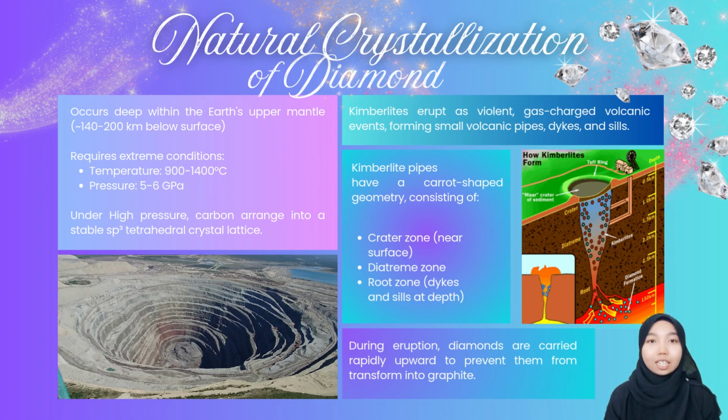These are violent gas-charged volcanic events that form small volcanic pipes, dikes, and sills. Kimberlite pipes usually have a carrot-shaped structure and consist of three main zones: the crater zone near the surface, the diatreme zone, and the root zone, which includes dike and sill at depth. During the eruptions, diamonds are carried rapidly upward, preventing them from transforming into graphite.